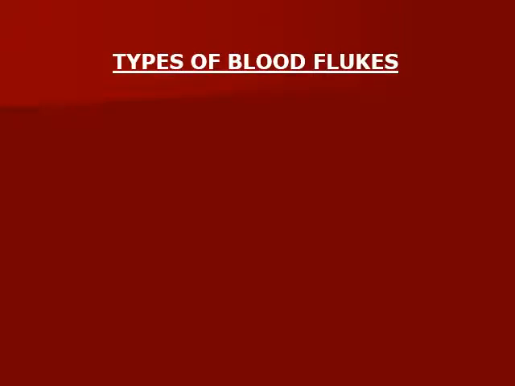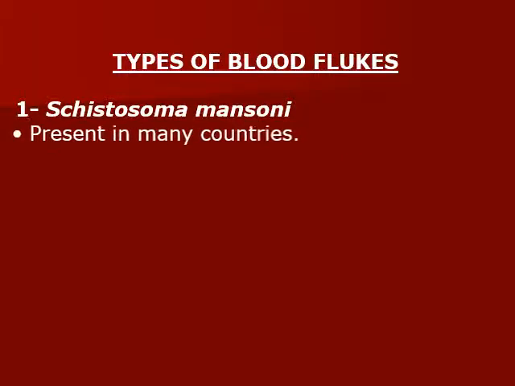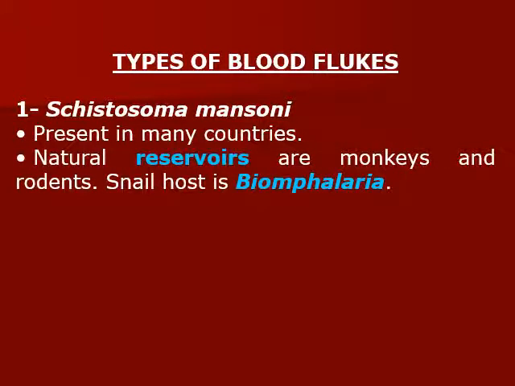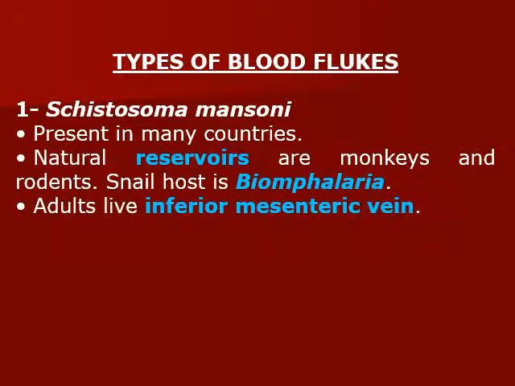Types of blood flukes. We'll have an idea about the species of blood flukes which infect men, the three main species. Schistosoma mansoni, the first. It is present in many countries. The natural reservoirs are monkeys and rodents, so it is easily reared in laboratories inside mice or rats. The snail host of Schistosoma mansoni is the Biomphalaria species.